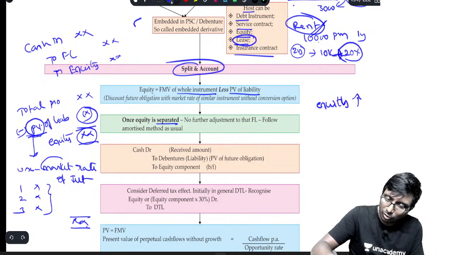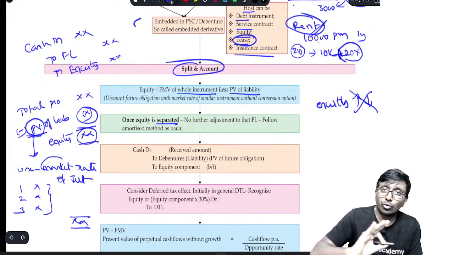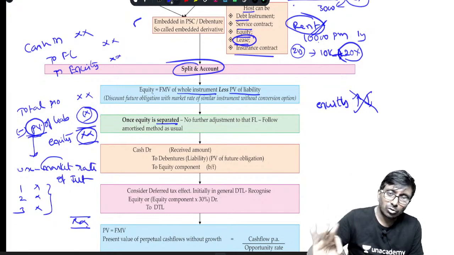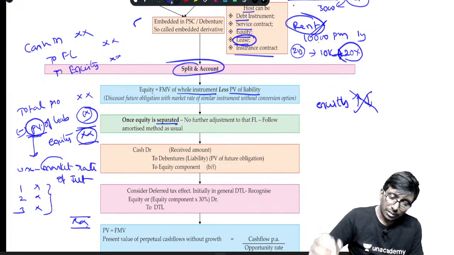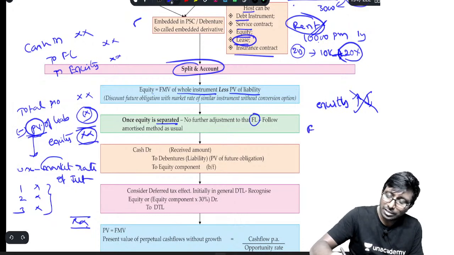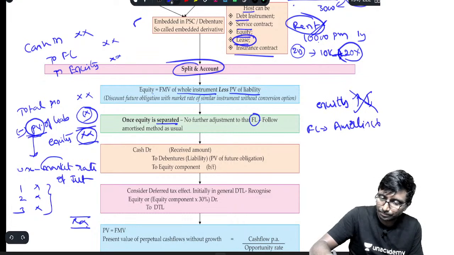Equity amount will not go up, it will not go down. No ups and downs. Equity is equal to equity. That's it. Next, but what about the financial liability, sir? Yes, what about the financial liability? Financial liability will follow the amortized cost method.